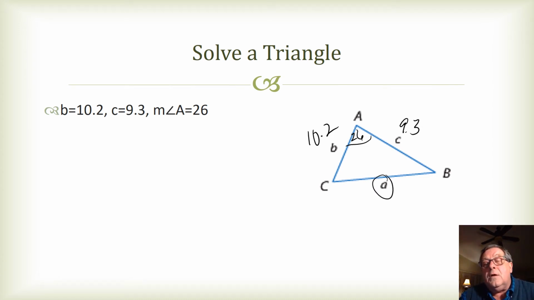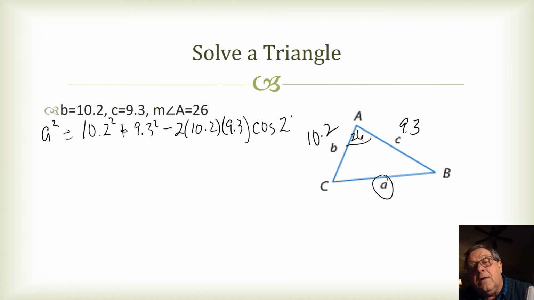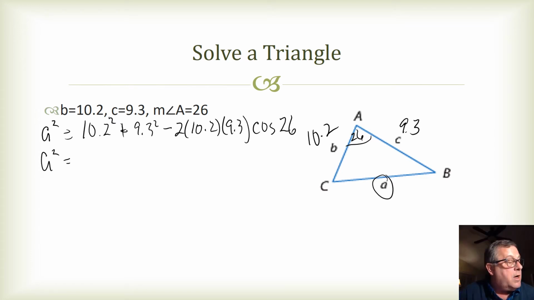And so the law of cosines would allow me to set this up this way. I've got A squared equals B squared, 10.2 squared, plus C squared, 9.3 squared, negative 2 times B, 10.2, times C, 9.3, times the cosine of 26. All right, so I still got A squared here. And let's go through here. Let's see, 10 squared.